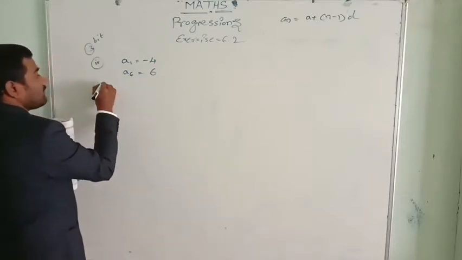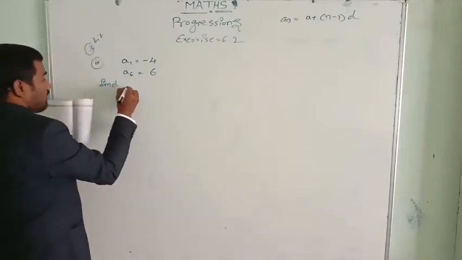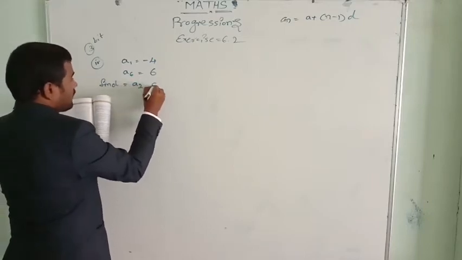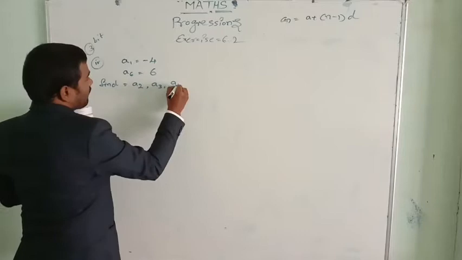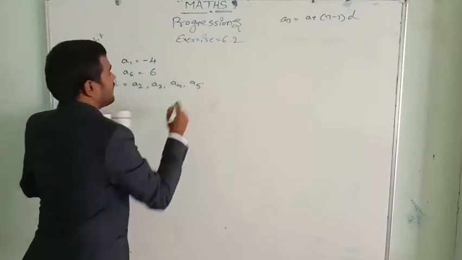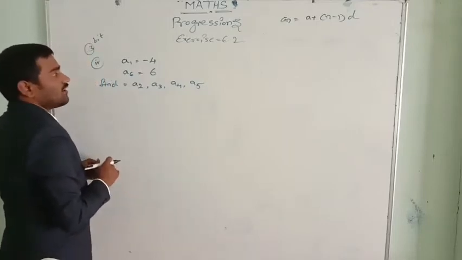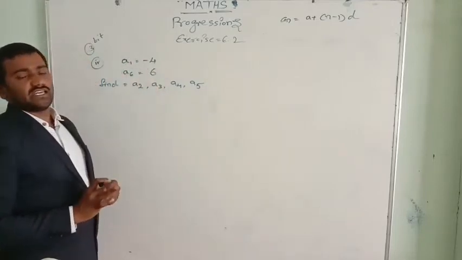Find what we need to find out here: A2, A3, A4, A5. This is all we need to find out. Let us do it. First, the given information, let us take it from this.